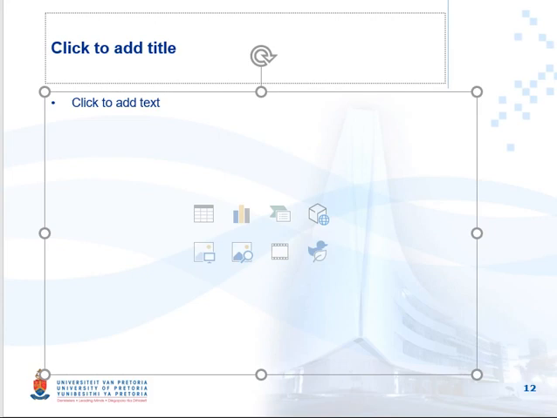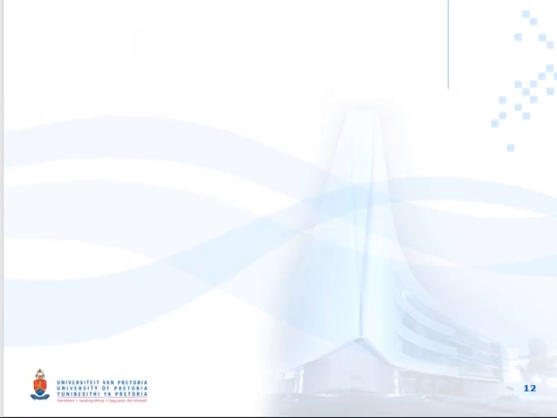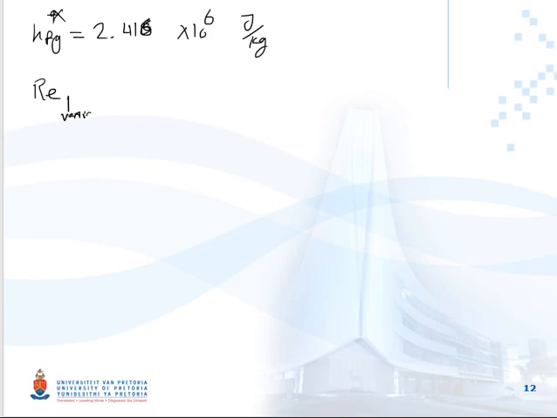So first we find the modified hfg. I just write the answers to help you a little bit. Please do it at home to make sure that you are getting the same answer as me. 2.416 × 10 to the power of 6 joule per kilogram, by using the Reynolds for vertical wavy.